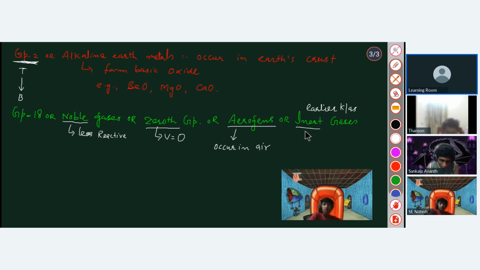Why inert? Because at that time it was thought that they would not combine at all. But it is now not used because we use the term noble gas. Noble gas is preferred because we know that some noble gases form compounds, like xenon and krypton.